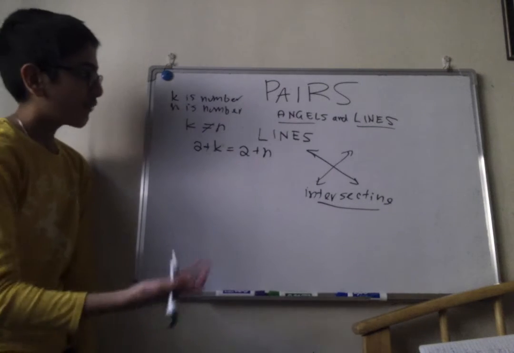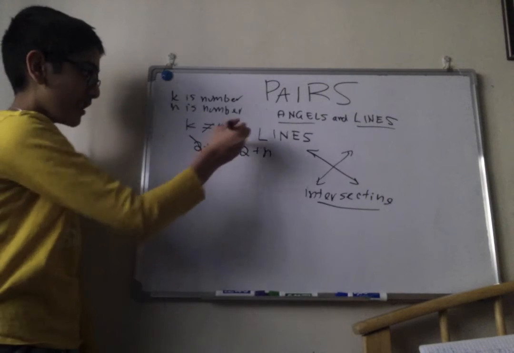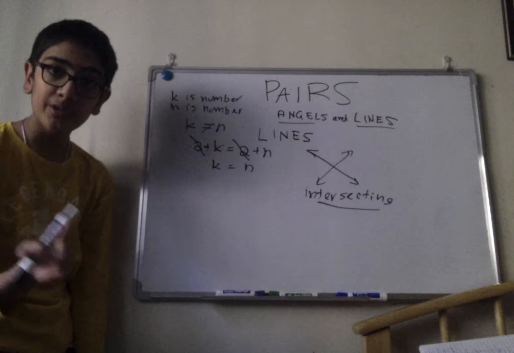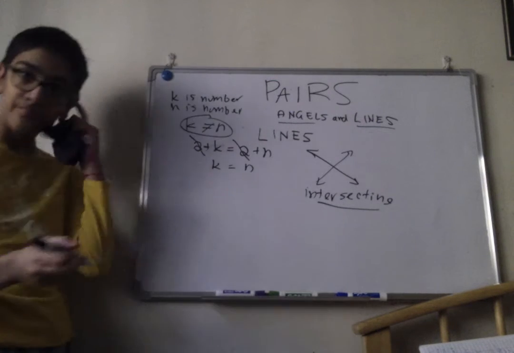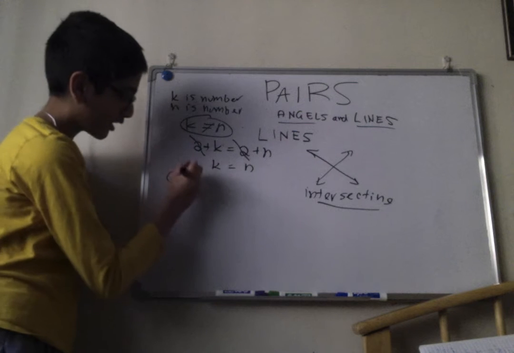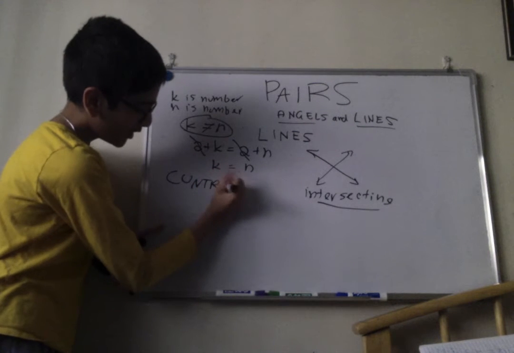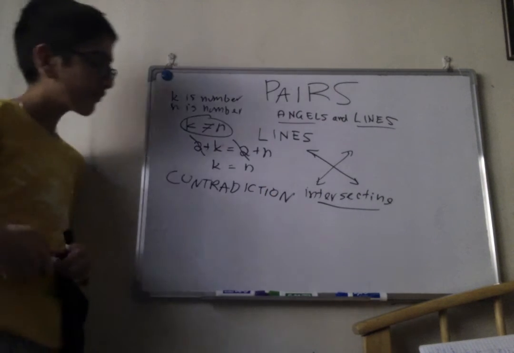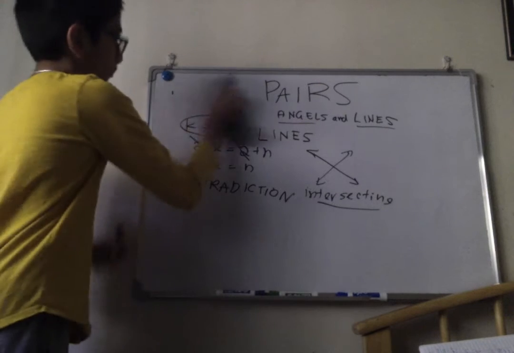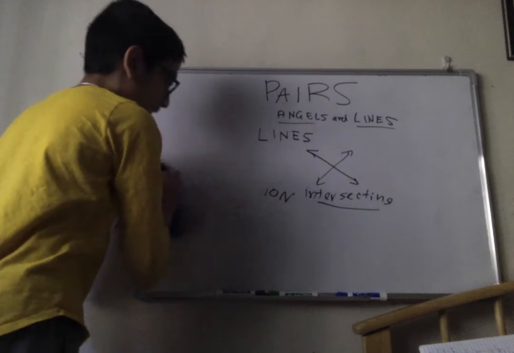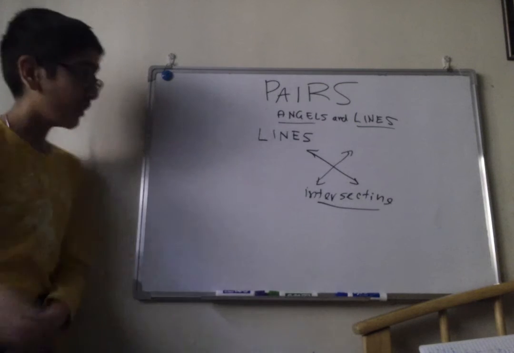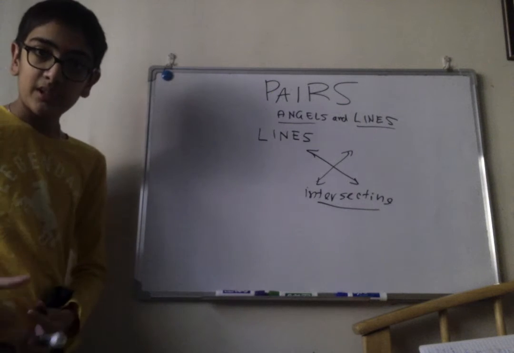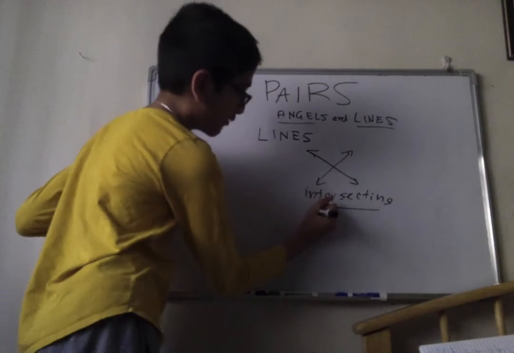So, what do you think will happen? You cancel out the A's, meaning we get K equals N. And one thing we've already established is that K and N do not equal each other. So what happens is we get a thing called a contradiction. Contradiction! Okay. So, any other lines that have an intersecting point are called intersecting lines. And what we know from the postulate, if any two lines intersect, they intersect at exactly one point.